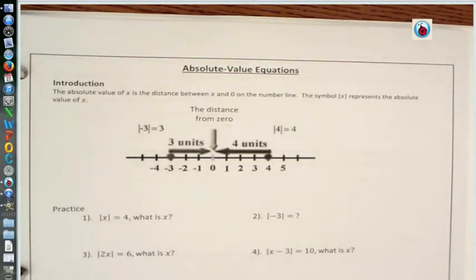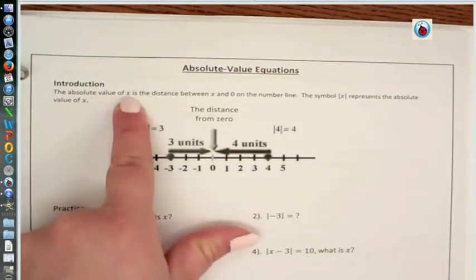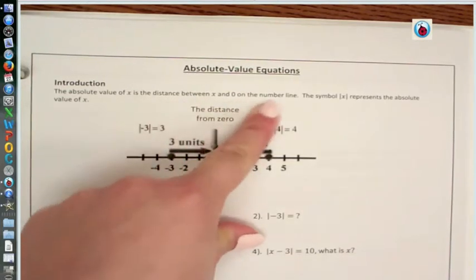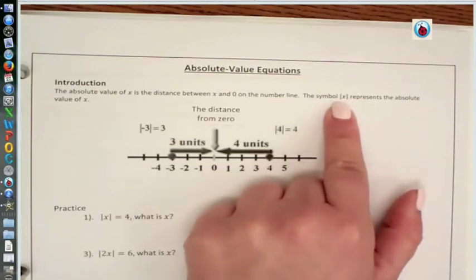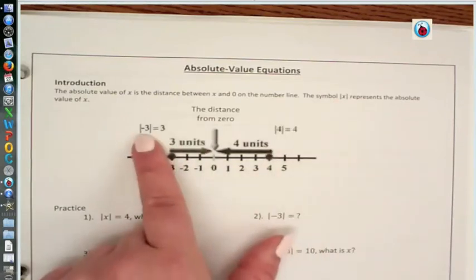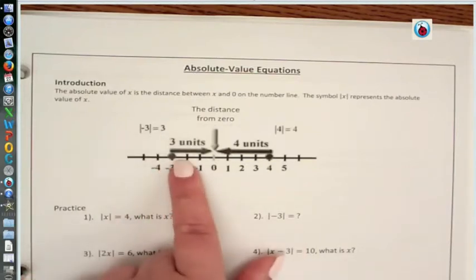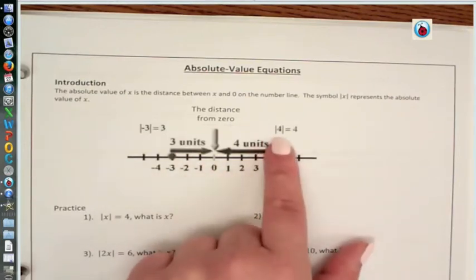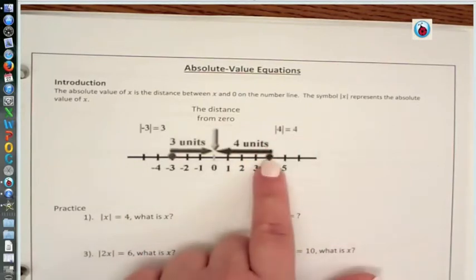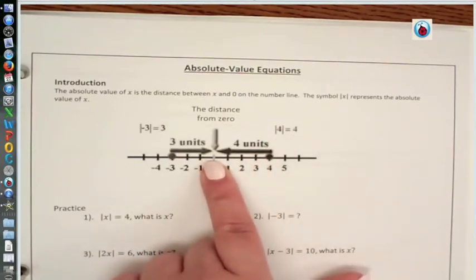All right, so absolute value is that symbol that makes numbers positive, but that's actually not really what it is. The official definition for absolute value is the absolute value of x is the distance between x and 0 on a number line. And those straight up and down lines are the symbol for absolute value. So the reason why -3 has an absolute value of 3 is because it is 3 units away from 0 on a number line. Same thing with why absolute value of 4 is 4. 4 is 1, 2, 3, 4 units away from 0 on a number line.